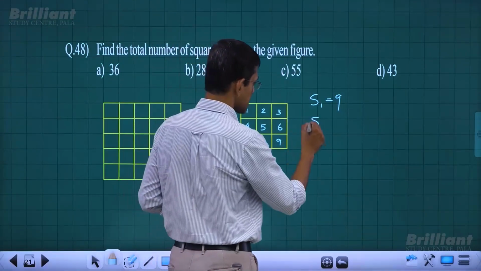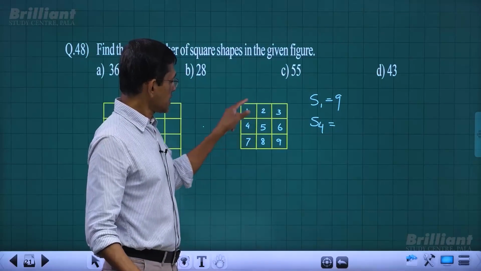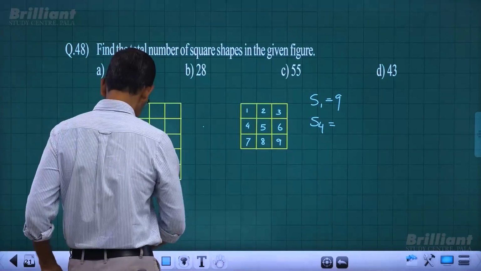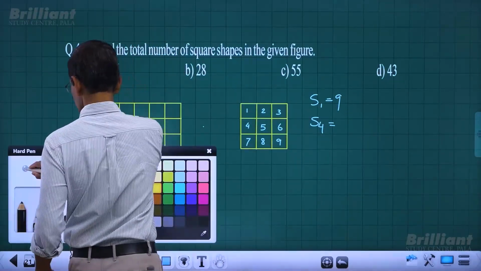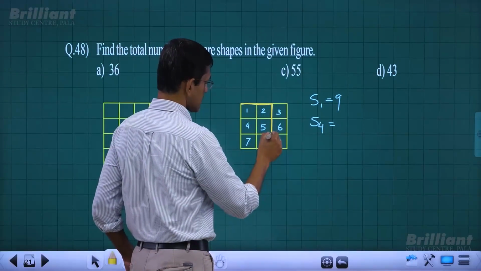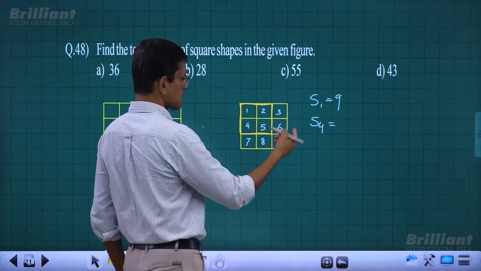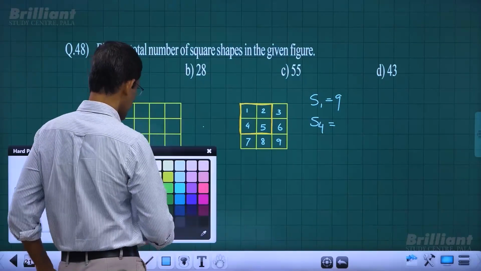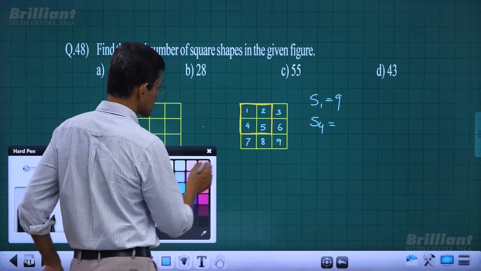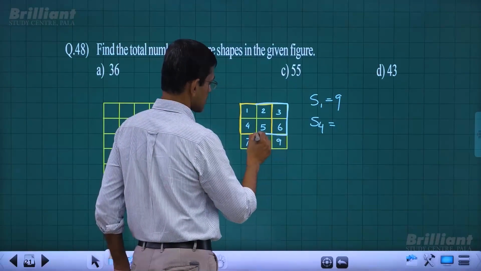Now 4 pieces together, any 4 pieces together. Which are the 4 pieces together? 1, 2, 4, 5. These 4 pieces together, that's a square. Let me draw with another color. So this one. This is a square. At the same time, we have 2, 3, 5, 6. That's another square. Let's use another color for that. This is what it is. 2, 3, 5, 6, that's a second square.